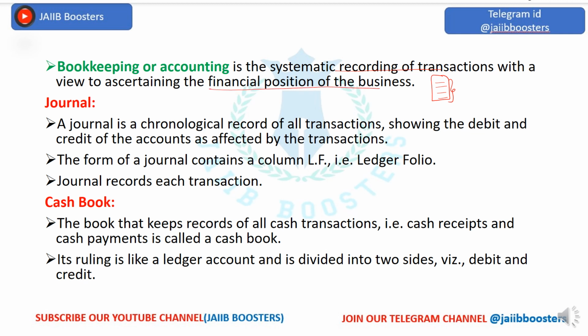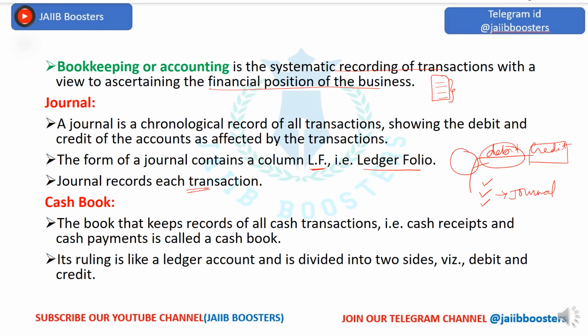Next, what is the next? General. What is general? It's a chronological record of all transactions showing the debit and credit of the accounts as affected by the transactions. In general, we will write all the transactions, like we will show the debit and also we will show the credit. We will write all the transactions by showing what are the debit and what comes under the credit. This is the general. The form of a general contains a column LF. What is LF? It's ledger folio. Next, general records each transaction. In general, each transaction has to be entered.